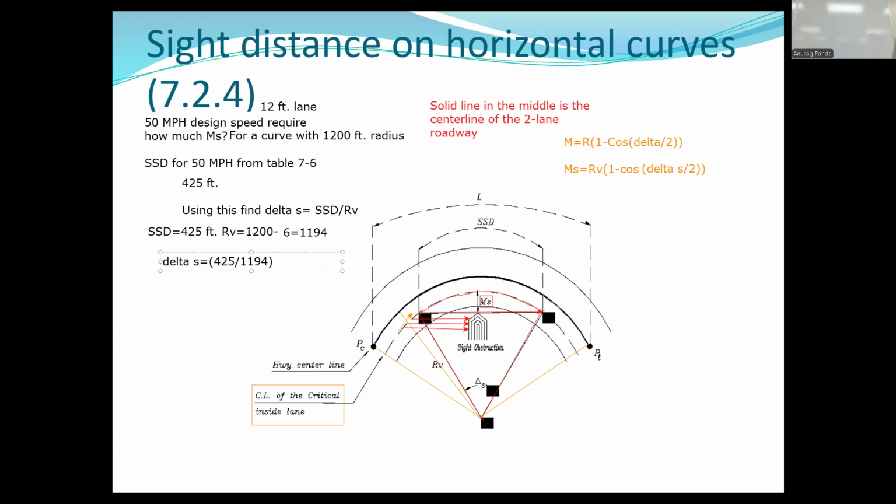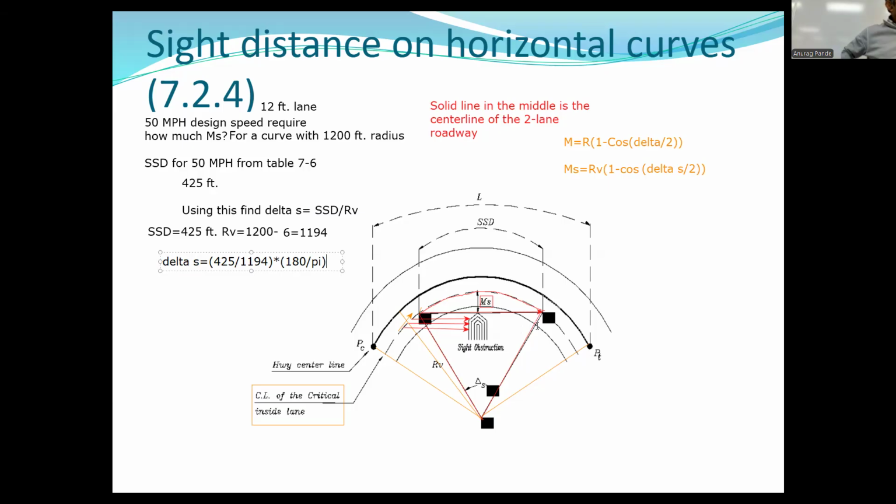But that's pretty easy to convert into degrees. How do I convert an angle from radians to degrees? What's the conversion factor? It's pi over 180, but you need the reciprocal of that because you're going from radians to degrees. So it's going to be 180 over pi. So your delta S will be that angle. What you've done now is figured out the central angle of this smaller subsection of the curve.